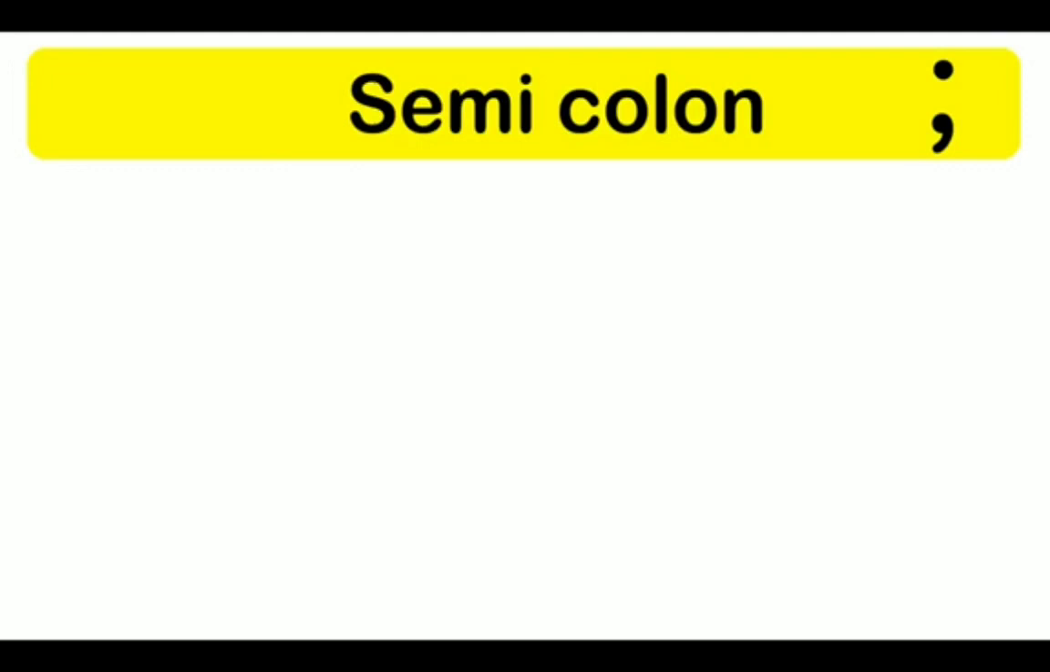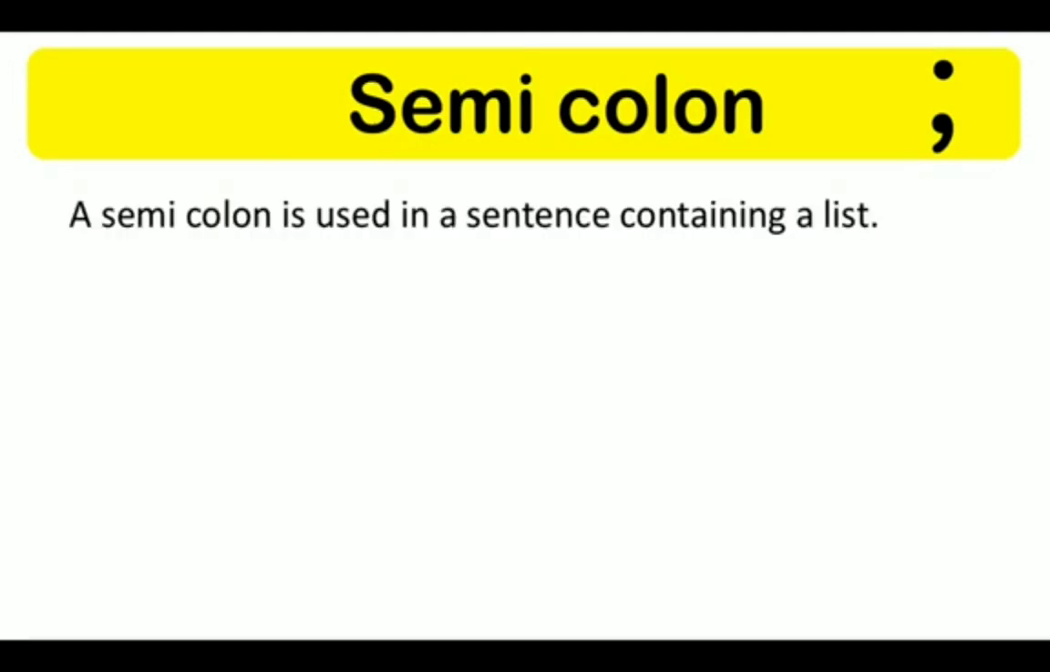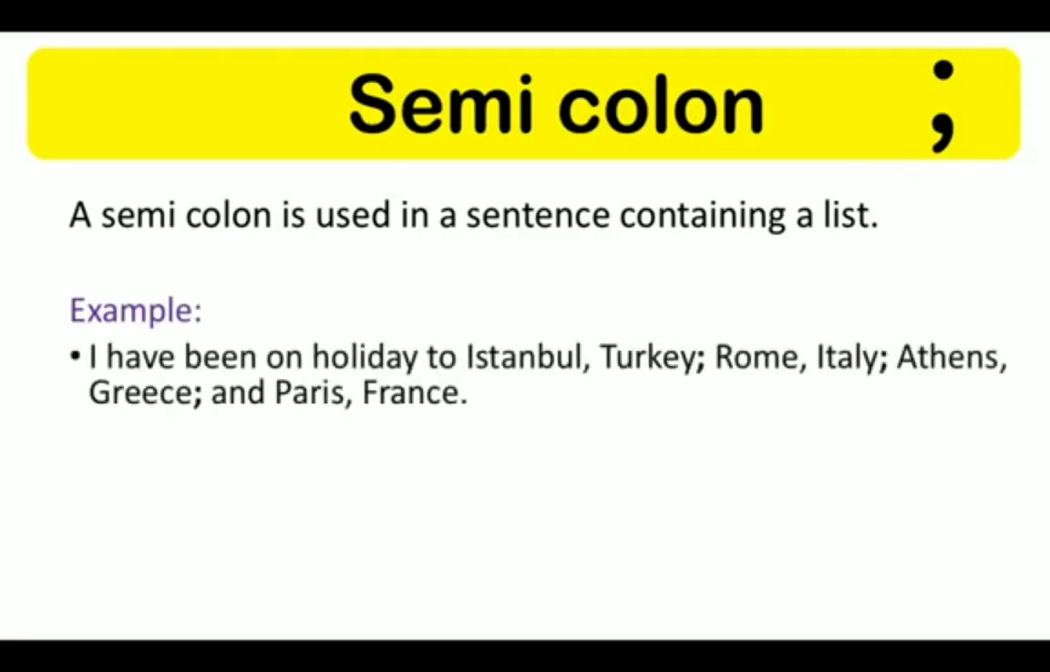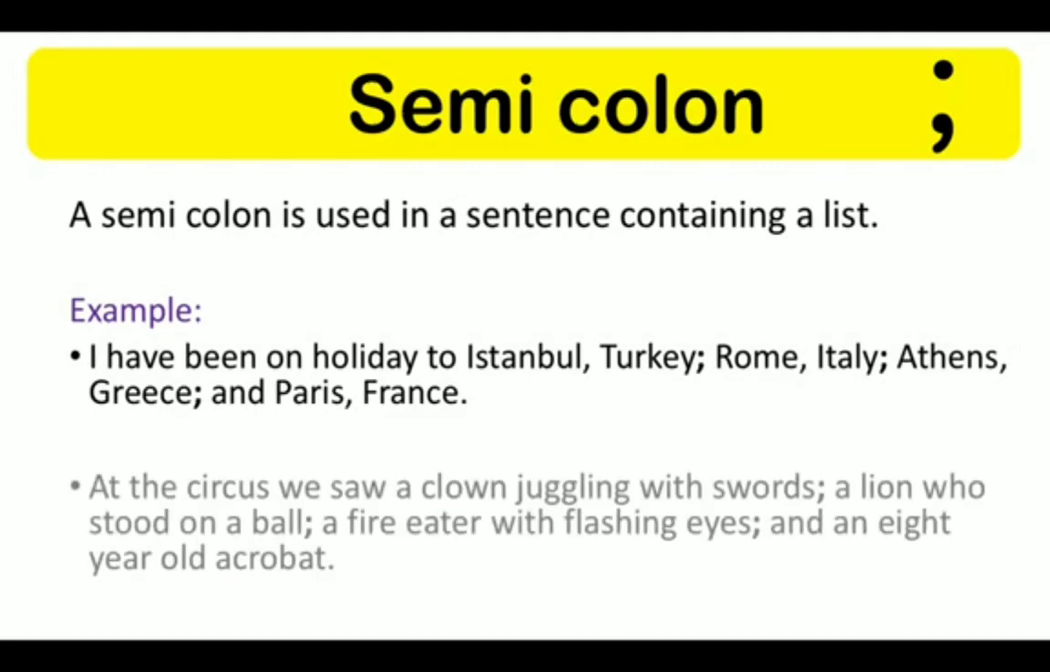A semicolon can also be used in a sentence containing a list. For example: I have been on holiday to Istanbul, Turkey; Rome, Italy; Athens, Greece; and Paris, France. Another example is: at the circus we saw a clown juggling with swords; a lion who stood on a ball; a fire eater with flashing eyes; and an 8-year-old acrobat.